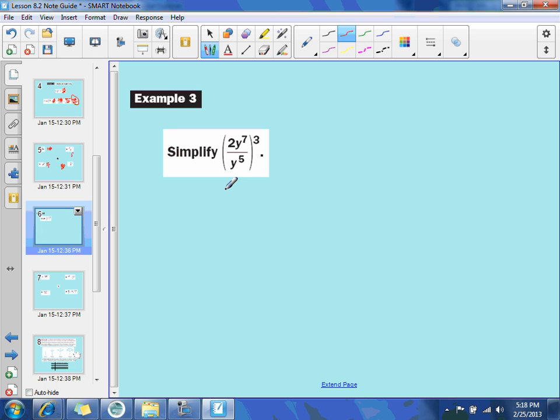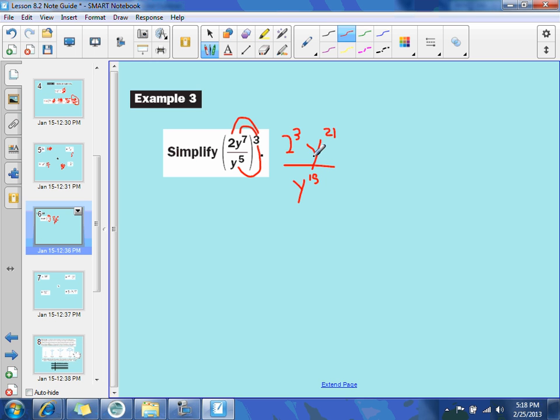Now you're going to be doing all of it, and it really doesn't matter how you go about doing this. You can do this a couple different ways. Whatever you feel most comfortable with is the right way to go. If you see this power and you want to distribute it, remember we distribute it to absolutely everything: the 2, the y to the 7th power, the y to the 5th power. So that makes this 2 to the 3rd. And if it's y to the 7th power and I'm taking that to the 3rd power, power to a power, multiply: y to the 21st over y to the 15th.